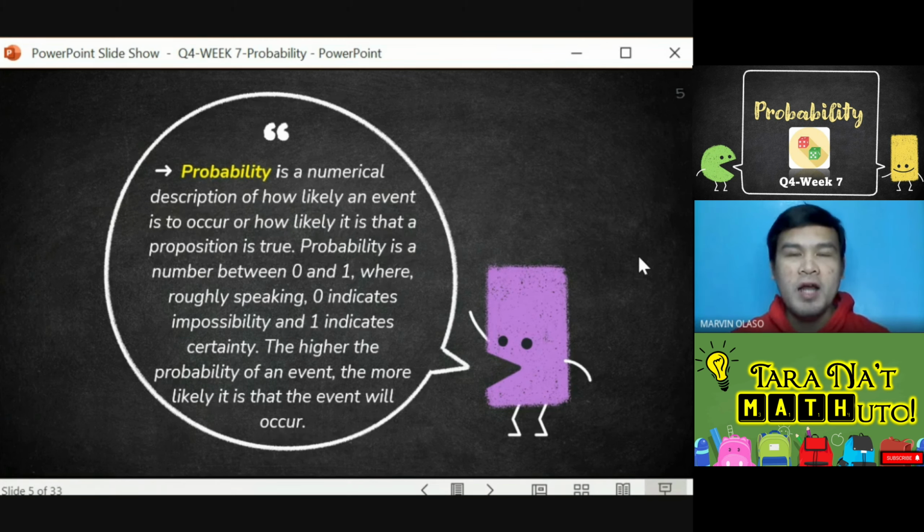Probability is a number between 0 and 1, where, roughly speaking, 0 indicates impossibility and 1, of course, indicates certainty or 100% possible to happen. The higher the probability of an event, the more likely it is that the event will occur. Alright, so actually mga kamatinik, there are 6 types of probability. But let's just focus on these 2.